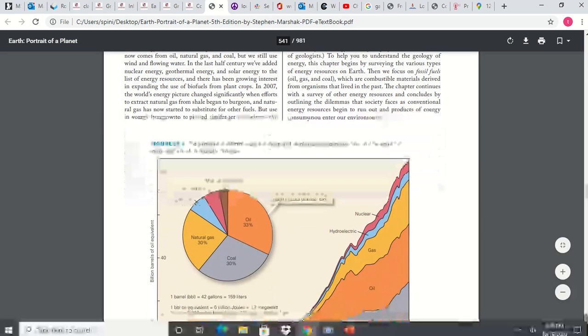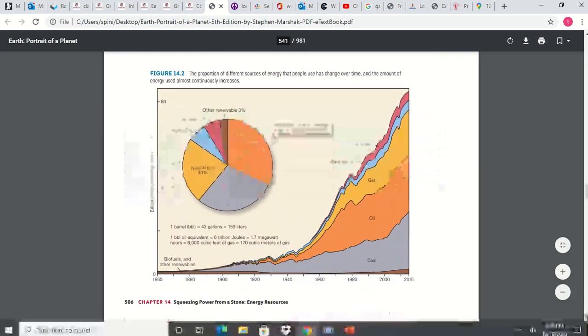But let's look at non-renewable sources of energy. Up to this point, most of what we've done as human beings is we've used non-renewable energy sources. We've used coal, and we've been doing that for over 200 years. Natural gas, we've learned how to capture and use.